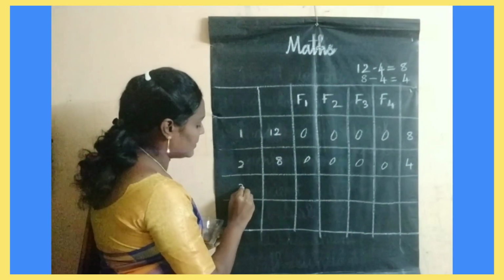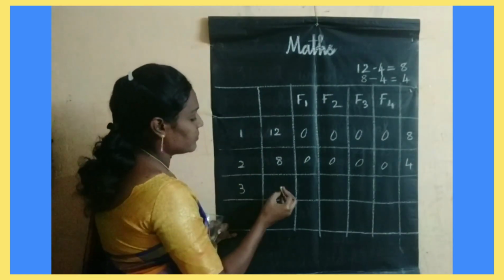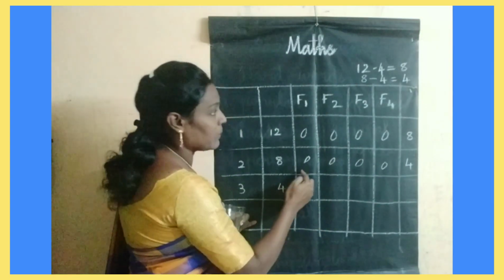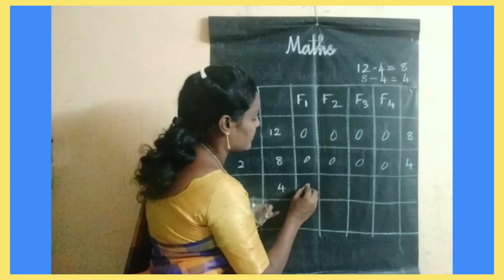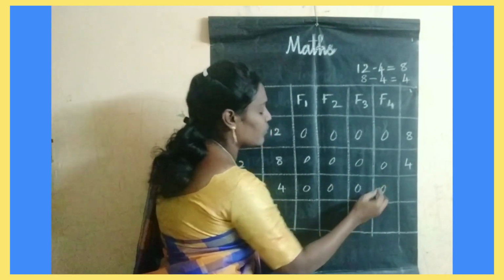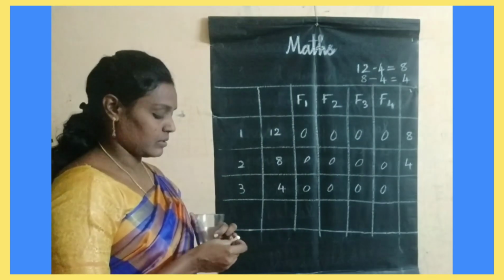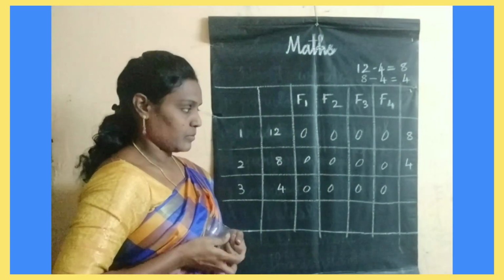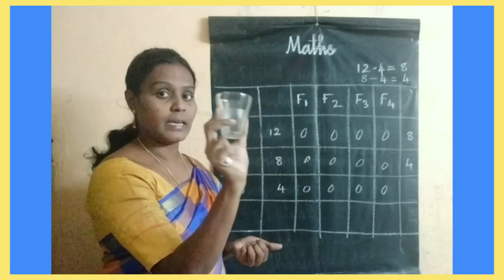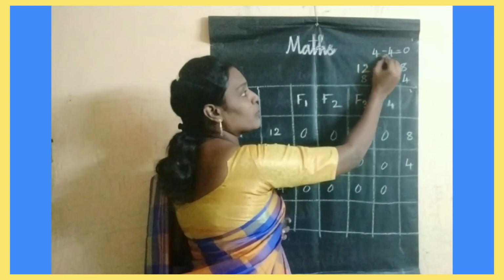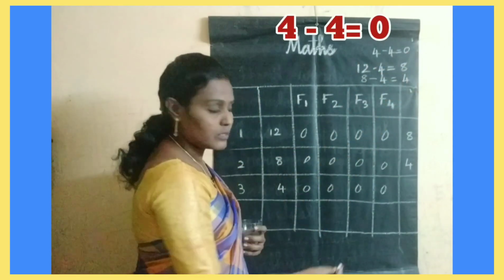Next, third step, I am going to share these 4 badams among 4 of my friends. 1, 2, 3, 4. So, I don't have anything. 4 minus 4 equal to 0.